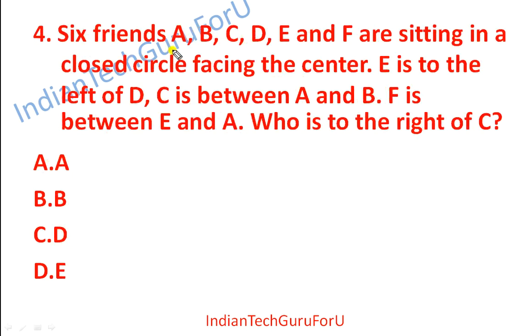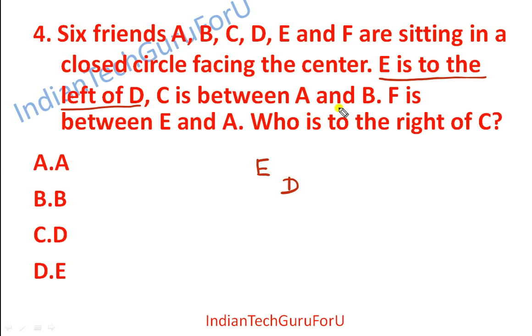Fourth question: 6 friends A, B, C, D, E and F are sitting in a closed circle facing the center. E is to the left of D, C is between A and B, F is between E and A. Who is to the right of C? So what is the first statement given? E is to the left of D. We need to write in the circular fashion.